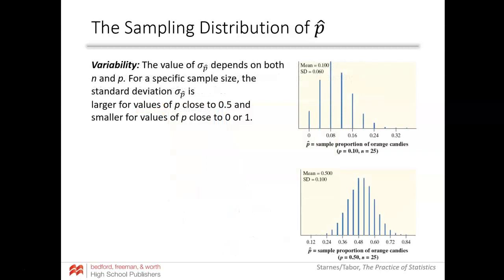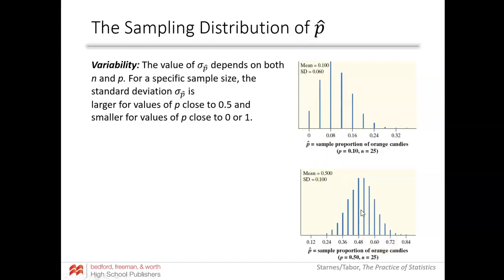The variability, which I've kind of already spilled the beans on, but we've noticed that for specific sample sizes, the standard deviation is larger for values of p that are close to 0.5 and smaller for values that are close to 0 or 1. So when they held the sample size the same, they're referring to the size of the standard deviation and the variability in that example.